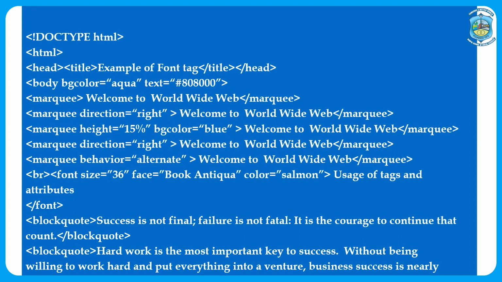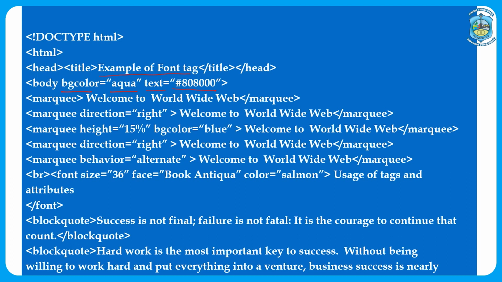I have tried to include all the tags of this session and also of the previous session. As you can see here, I have used the HTML tag, then in the head tag, I have used title, and I have given the title as example of font tag. Then here body starts. In the body tag, I have given BG color, and I have given the color name aqua, and again text is the color of font to be given in the text, and here I have given the example of HEX color code.